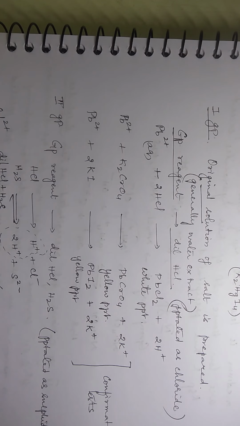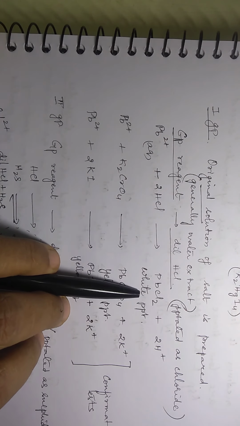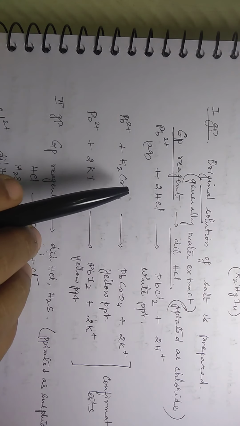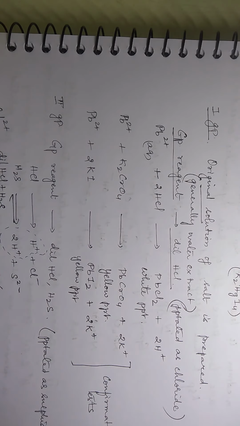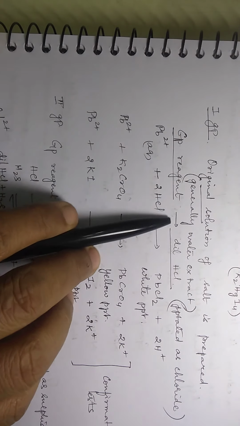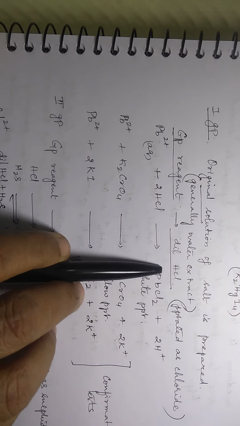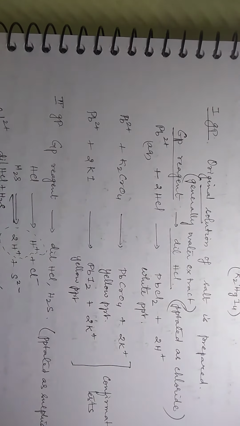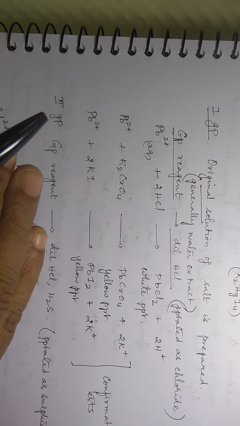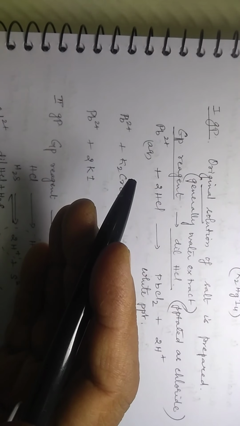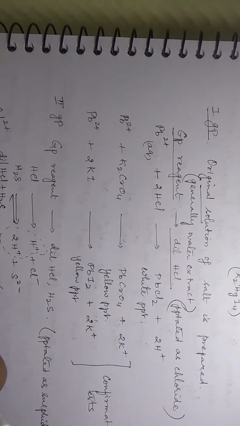Okay. Now once you identify that, remember, you should not add excess of HCl. If you add excess of HCl, what will happen? The white PPT that is formed will get dissolved. So in that case, you might miss your cation in the first group.